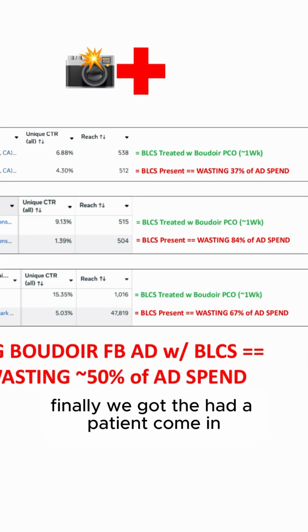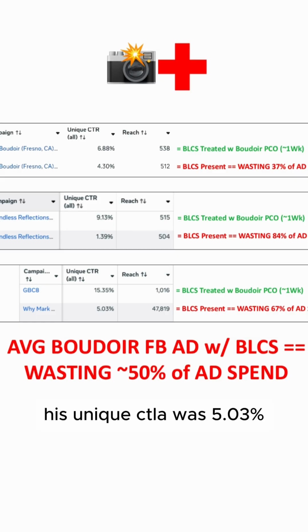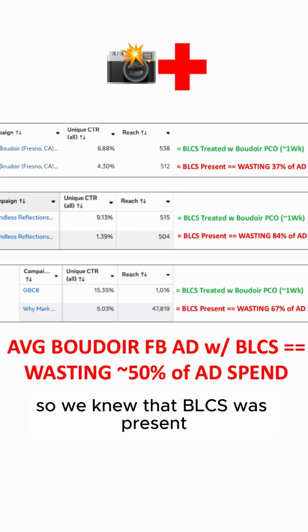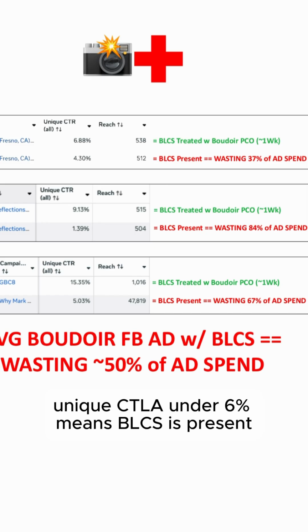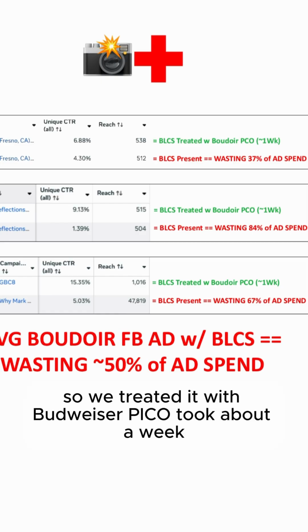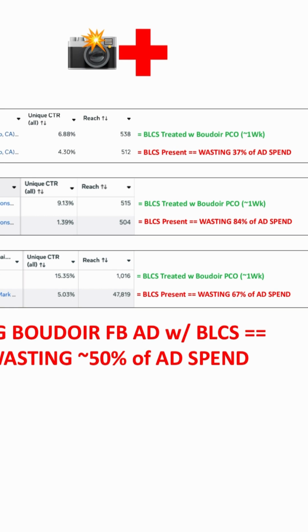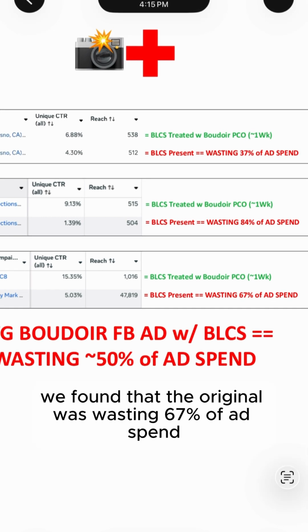Finally, we had a patient come in. His unique CTR was 5.03%. So we knew that BLCS was present. Unique CTR under 6% means BLCS is present. That is Boudoir low click syndrome. So we treated it with Boudoir Pico. It took about a week, and we got the unique CTR up to 15.35%. So we found that the original was wasting 67% of ad spend.